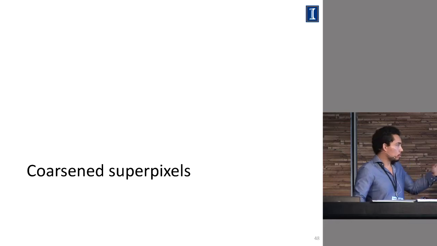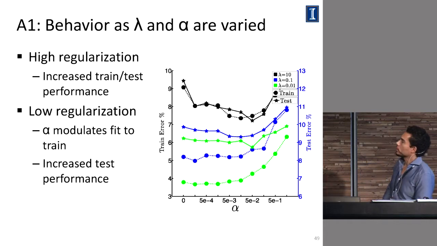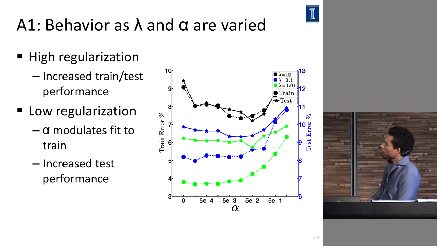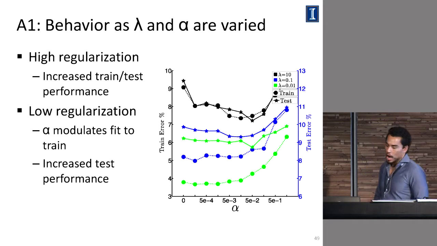So every time I show a plot, lower is better. And here is the first plot. This first plot is a little loaded, so I'm going to take some time to explain it. We have train error and test error. Train is my circles, and test is the stars. And I have three colors, where black corresponds to high regularization strength, and then green is the other end, so very low regularization.